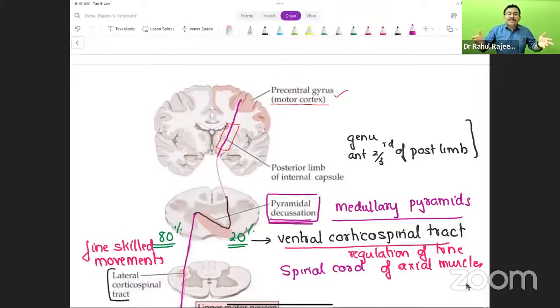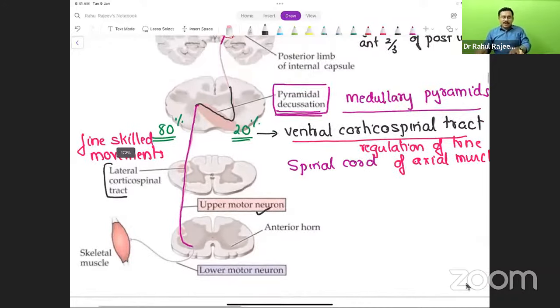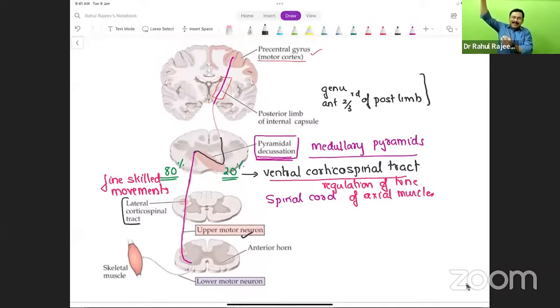What about the remaining fibers that are destined to supply the lower limbs? They'll keep going down through the white matter of the spinal cord as the lateral corticospinal tract, and at the corresponding level where it has to supply, at that level alone, it will come to the gray matter of the spinal cord and synapse with the lower motor neuron. Okay, so this one is known as the upper motor neuron. So my dear students, this entire extent from the motor cortex is the upper motor neuron.